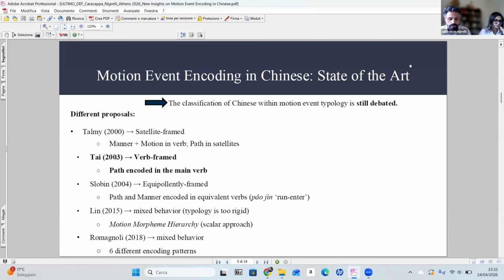A different view is indeed offered by Slobin, who proposes that Chinese should be treated as an equipollently framed language, since motion events are often expressed through constructions with coordinated and structurally equivalent elements, where manner and path are encoded by independent but equally important verbs, as in pao jin, run enter. Furthermore, Lean follows the motion morpheme hierarchy theory, a model based on scalar structure and semantic specificity.